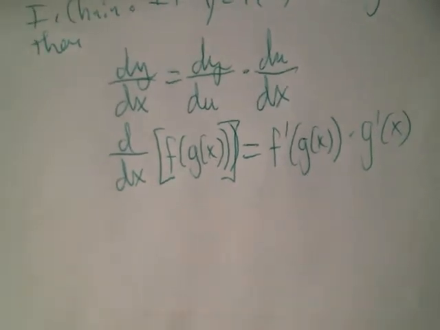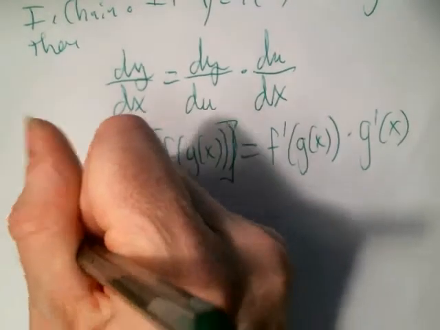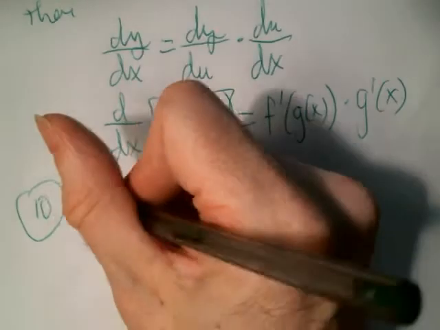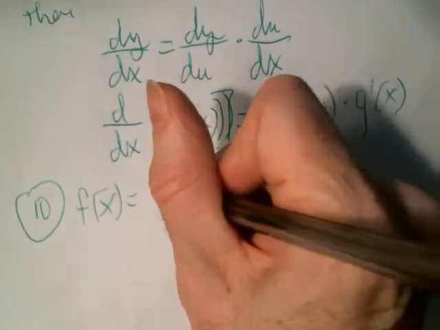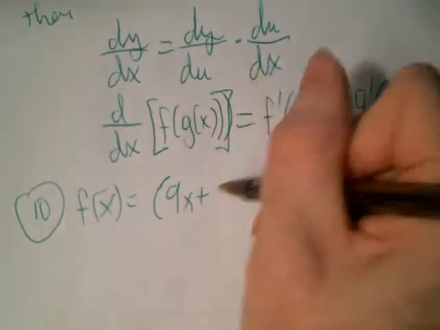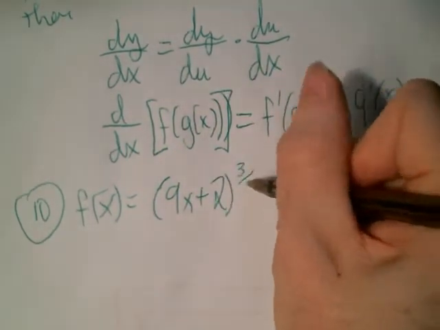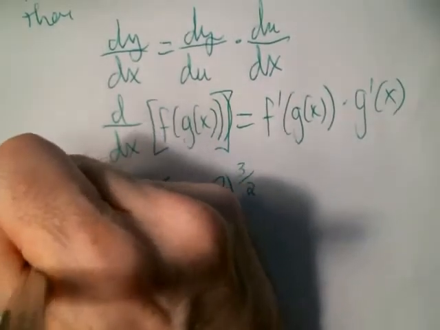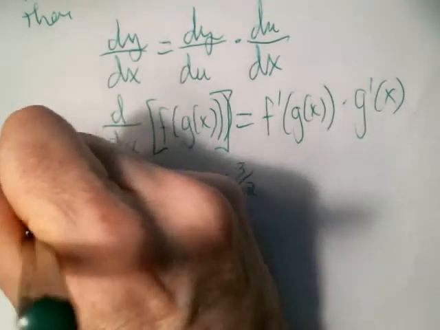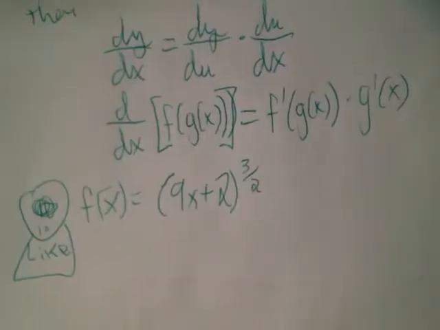Okay, so let's take a look maybe at just a simple example before we get too carried away. This is problem 10 in the book. I have f of t, or maybe f of x equals (9x plus 2) to the 3 halves. Okay. This is like number 10, it's not the same. Okay, so how do I deal with this?